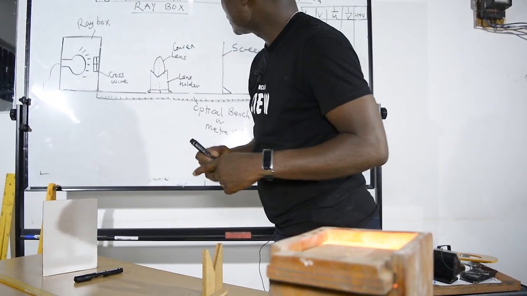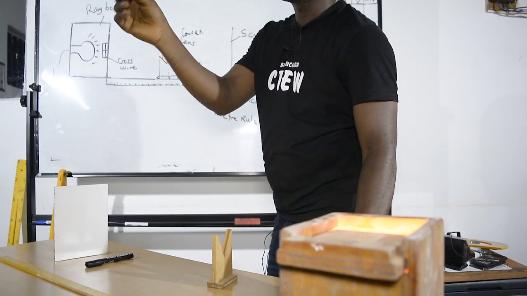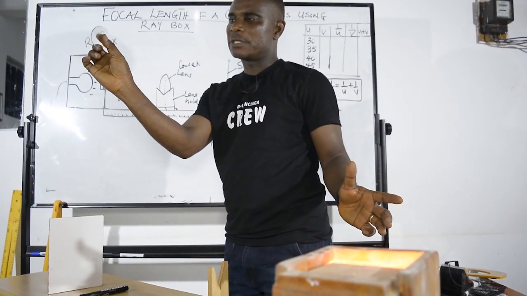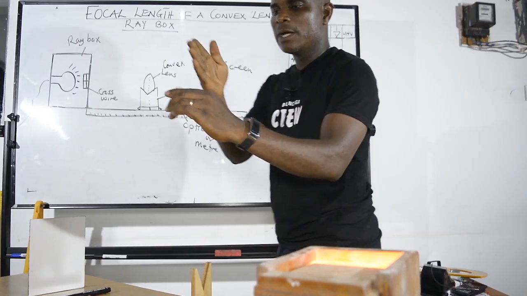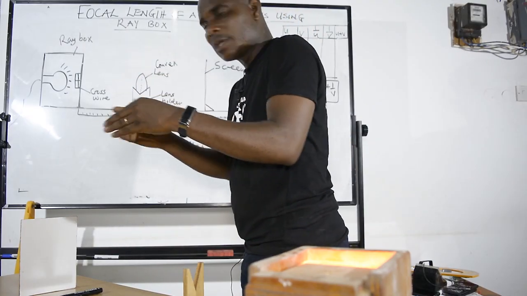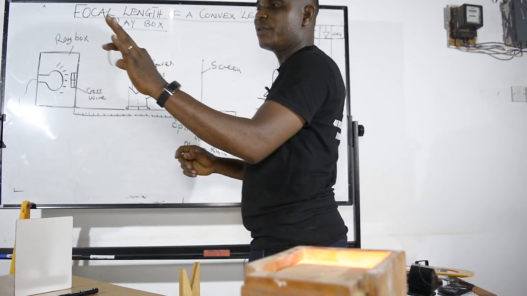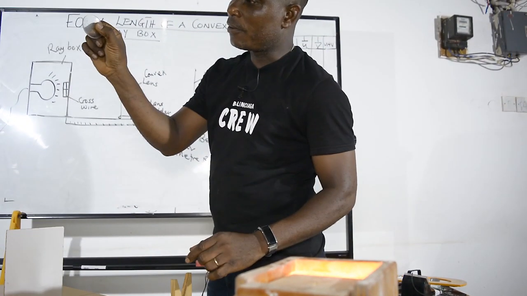Now, this convex lens is this one here, but we are assuming that we don't know its focal length. We know the focal length is the distance between the optical center of the lens and the principal focus, where the light is focused. So we want to investigate the focal length of this. That is the experiment. This is the convex lens.